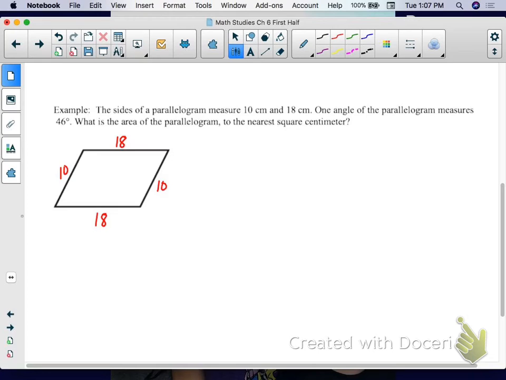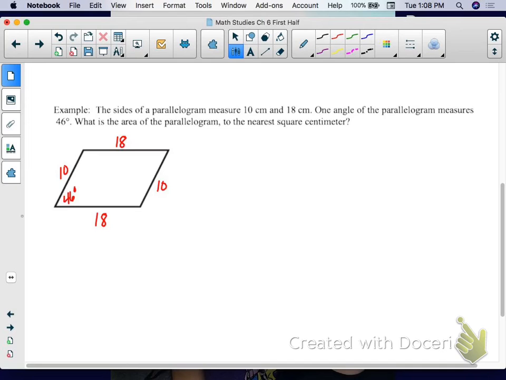Now, one angle is 46. Opposite angles in a parallelogram are congruent, so these two are congruent and these two are congruent. They didn't tell me which one's 46, but looking at the size of this one, this looks more like a 46 than that does. If you're drawing the picture yourself, honestly, it's not going to make a difference. You'll end up with the same answer no matter where you decide to put the 46.